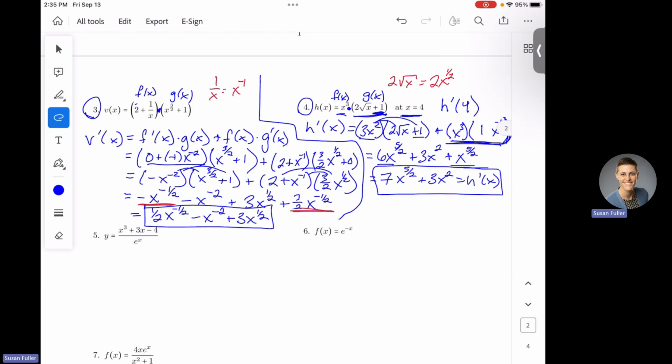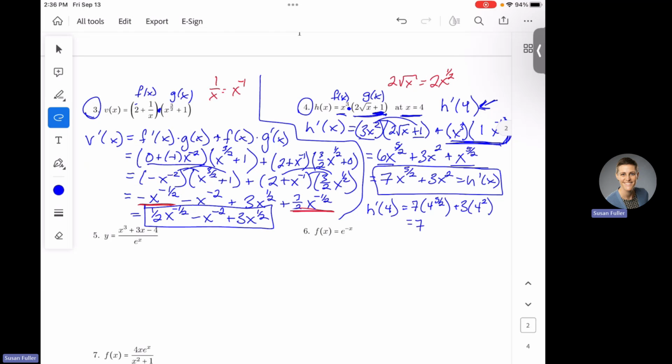And I'm not quite done because I was asked to find the h prime of 4. I still need to plug 4 into this. So if I want to find the slope at x equals 4, I would plug 4 in here. And what I'm going to get out is 7 times 4 to the 5 halves plus 3 times 4 squared.